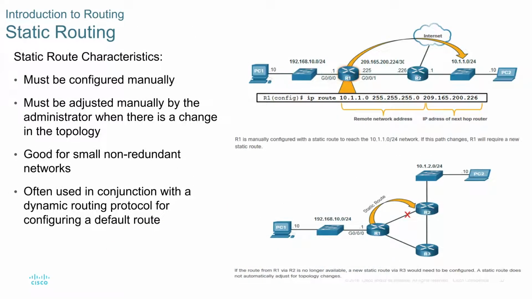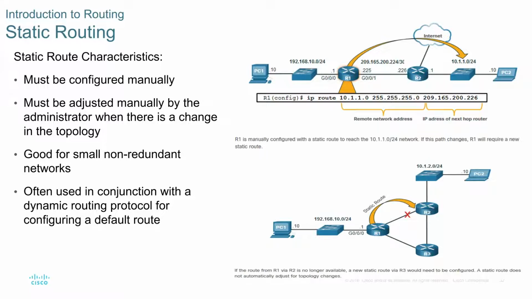Static routing is done by entering the command as shown on the right, IP route, the network and subnet mask that we are trying to go to, and either the next hop or the exit interface. They are configured manually. They must be adjusted manually by the administrator if there is a change in topology because they will not automatically change. They are very good if we want traffic to go in one particular direction.